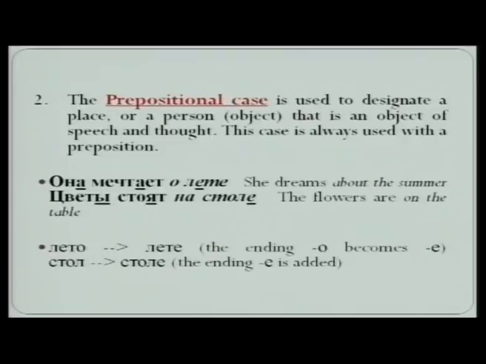For example, let us understand the meaning of the second sentence. Цветы стоят на столе. The flowers are on the table. Here, the prepositions o and na are used as about and on. Lieta changes into liete and stol changes into stole. Here, in lieta, the a changes into ye, whereas the last letter in stol has been changed into ye. So, accordingly, ye is added whenever we are using nouns in prepositional case.